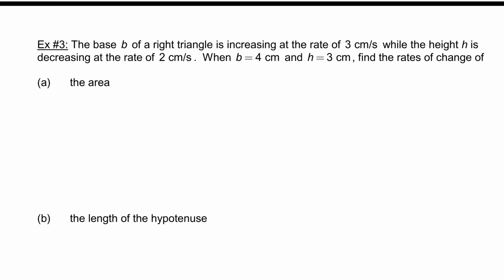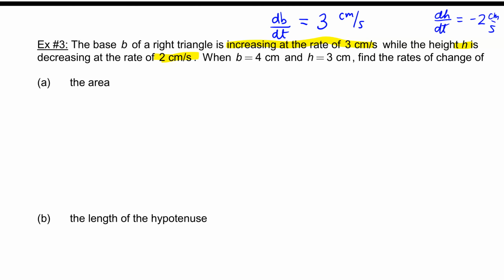Okay, so example 3: the base b of a right triangle is increasing at a rate of 3 centimeters per second. So it's telling us the rate of change of the base with respect to time. Guess what this is? db/dt. While the height is decreasing at a rate of 2 centimeters per second. That's telling us how height is changing with respect to time, aka dh/dt. So decreasing is negative 2 centimeters per second.